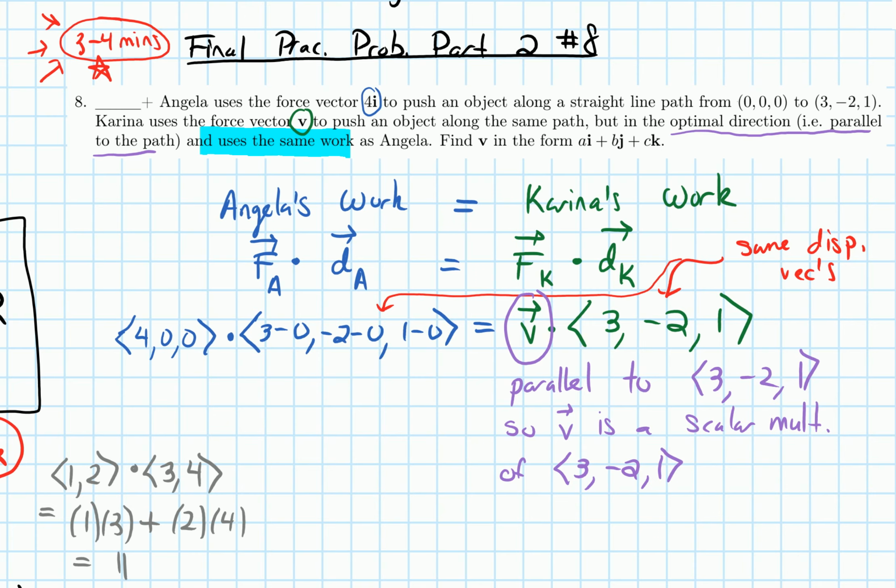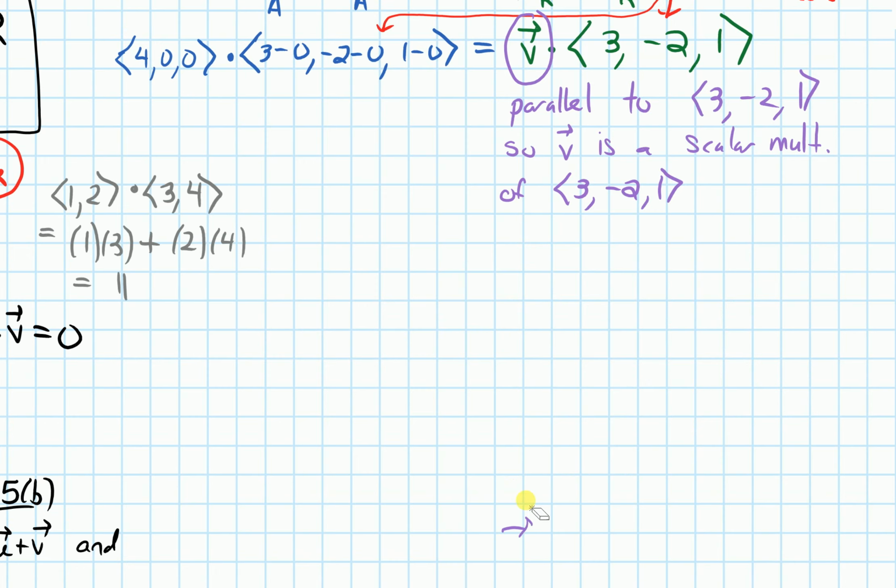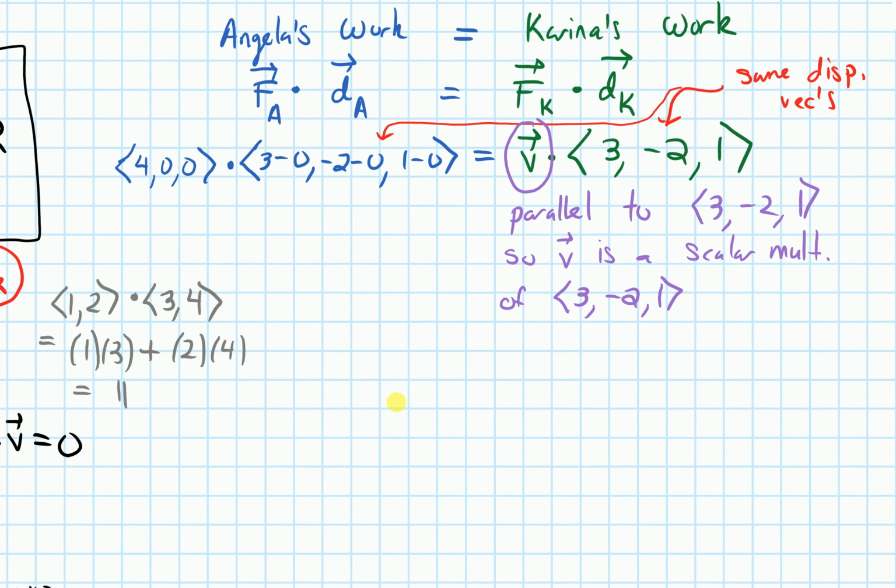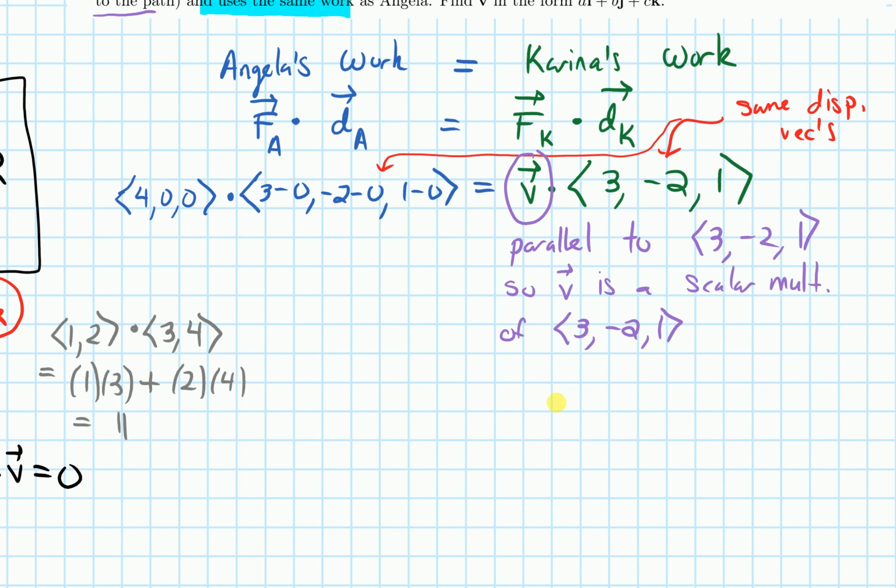Okay, so that means that v is equal to some scalar, I'll call it c, times the vector 3, comma, negative 2, comma, 1. So I could distribute the scalar in to get 3c, comma, negative 2c, comma, c. So the vector v needs to look like this.